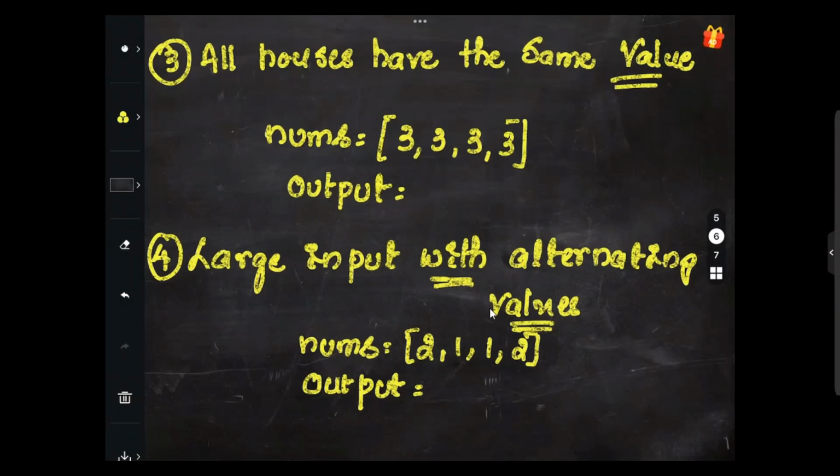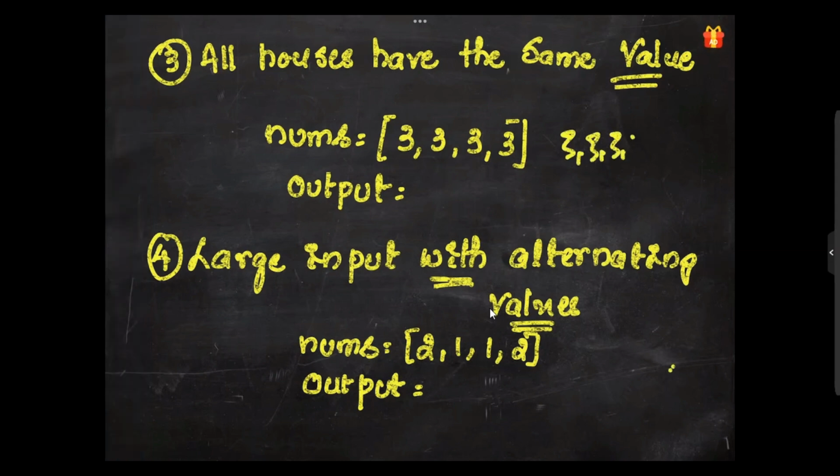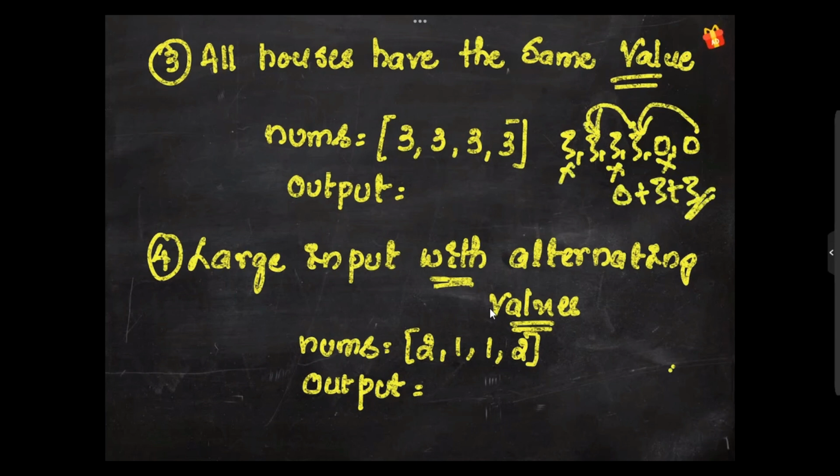Let's go with the third, this edge case here. All houses have the same value here, 3 we are having, right? So this will be 3 comma 3 comma 3 comma 3 here, 0 comma 0. We'll start with this one. 0 plus 3, we will ignore this one. So next we will ignore this one, and we will rob this house, and we will ignore this one. So it will be 0 plus 3 plus 3 here. Output will be 6 in this case. So I hope the computation is completely clear.